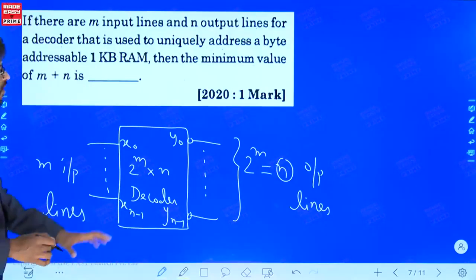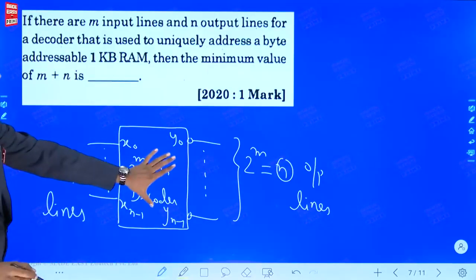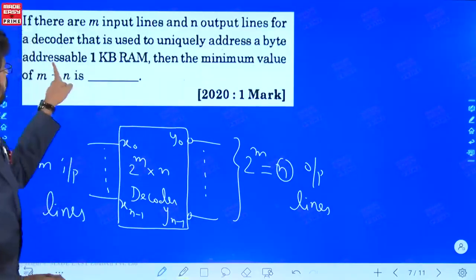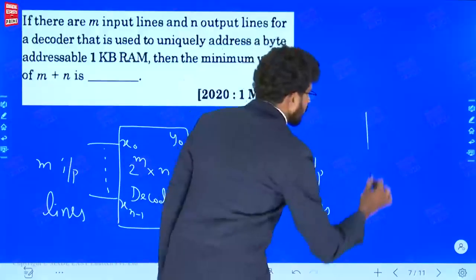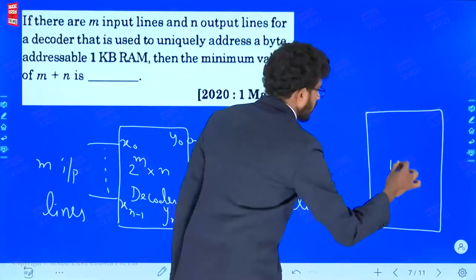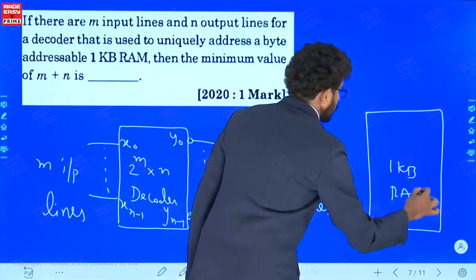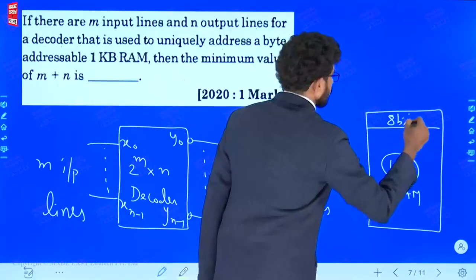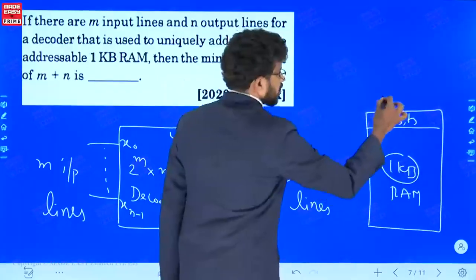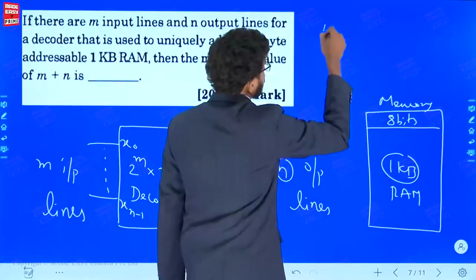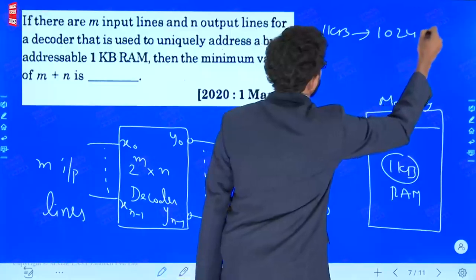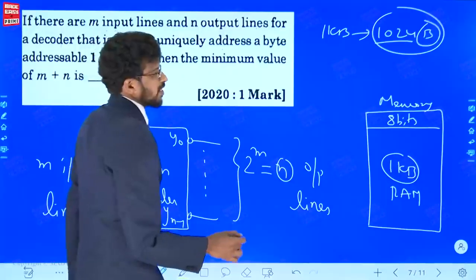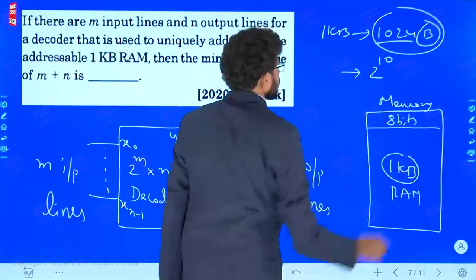Now he is saying this decoder should be able to interface one memory. So tell me, what memory is this? 1 KB RAM. It is simple, understand the question properly. 1 kilobyte, and it is byte addressable, so per location, 8 bits are there. How many locations are there in the memory? 1 KB is equal to 1024 bytes. Forget about the bytes. How many locations? 1024. How will you get that 1K? 1K means 2 power 10.